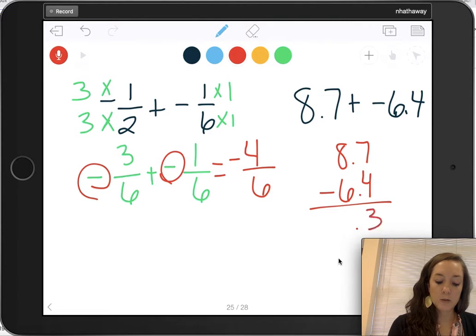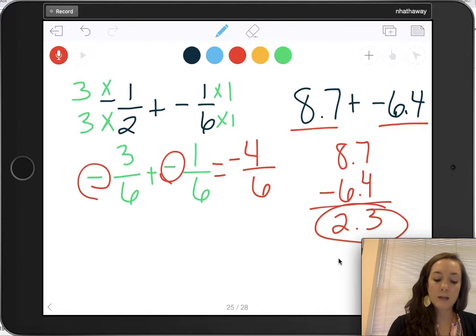7 minus 4 is 3. 8 minus 6 is 2. Which number is further from 0? 8.7 or 6.4? 8.7. So I know that my answer will be positive because 8.7 is positive.